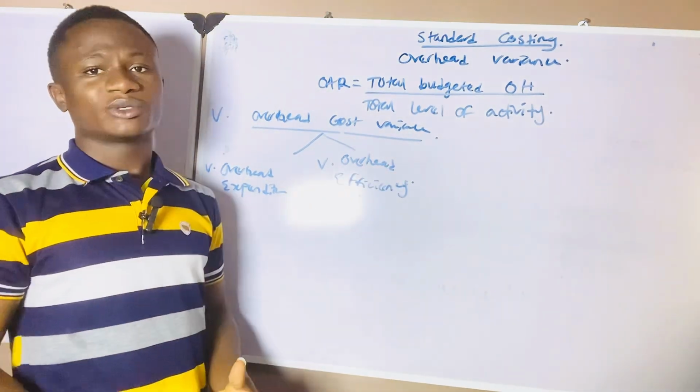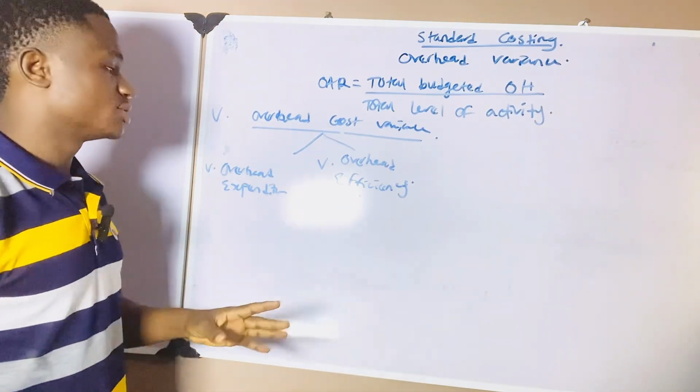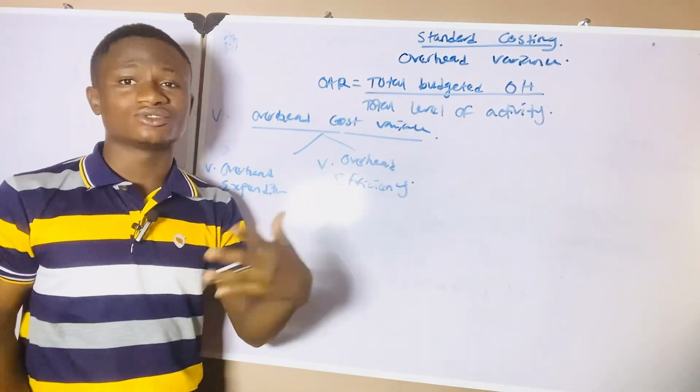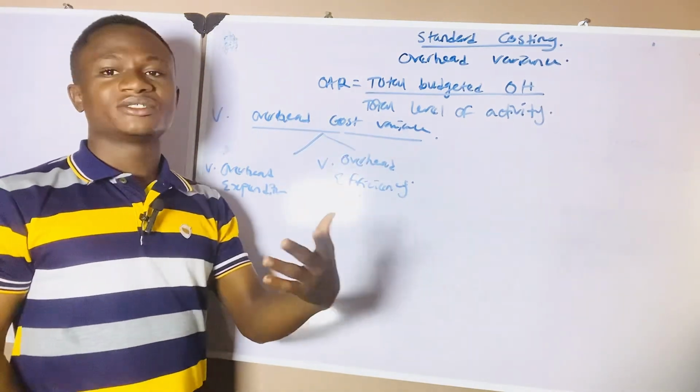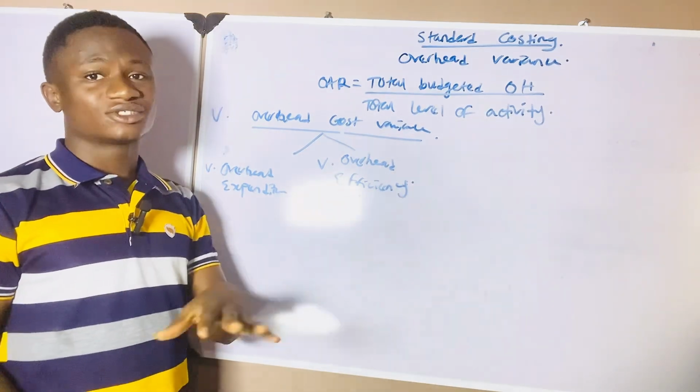So I'm going to take it one by one. We look at the formula. Now, one thing I want you guys to know is that anytime you hear the word efficiency when calculating variance, just know that it has to do with hours. So whether you're dealing with labor, material, whatever, if you have anything like efficiency, it has to do with hours.